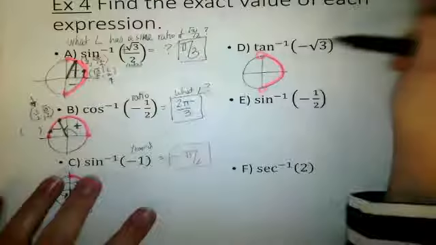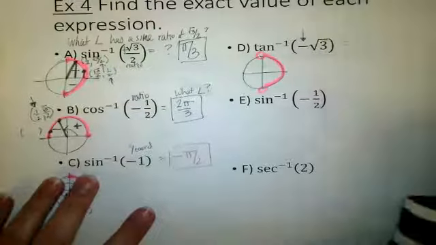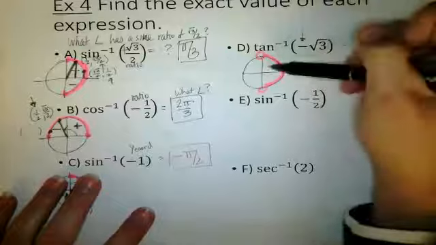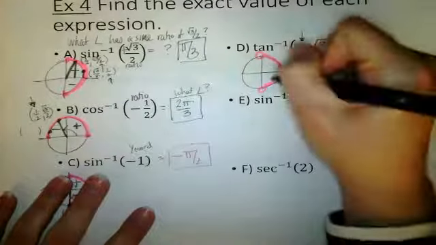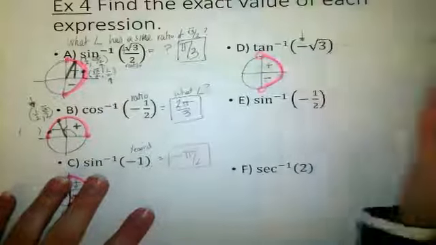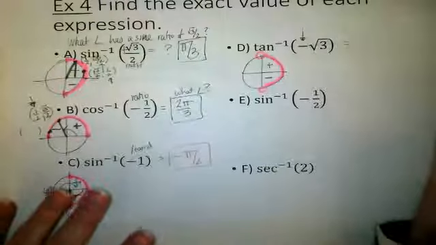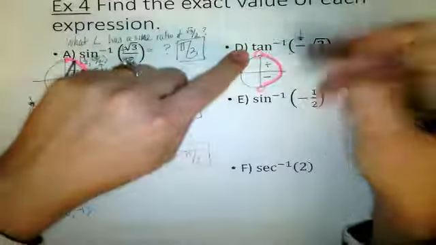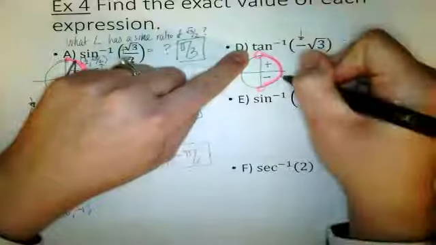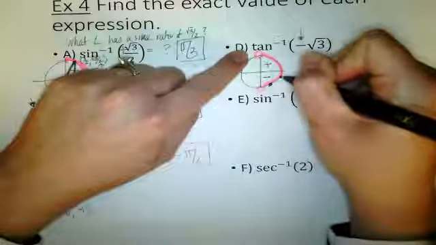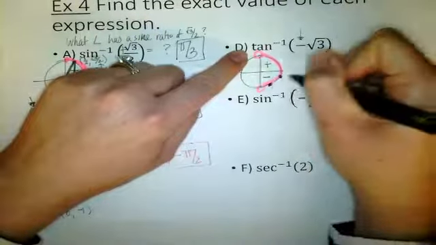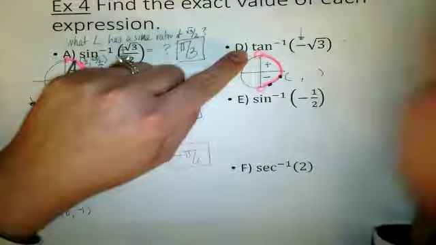Now, first of all, it's negative. Is that going to be in quadrant 1 or quadrant 4? 4. Positive up here, negative down here. So how do you figure out tangent ratios? We only have sine and cosine, right? You divide them. You do sine over cosine.